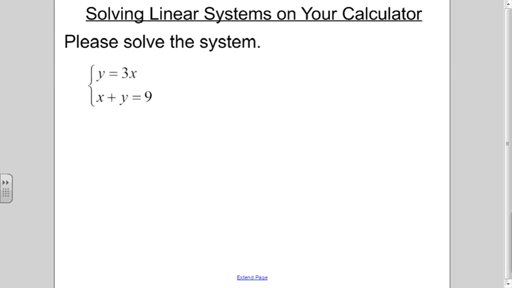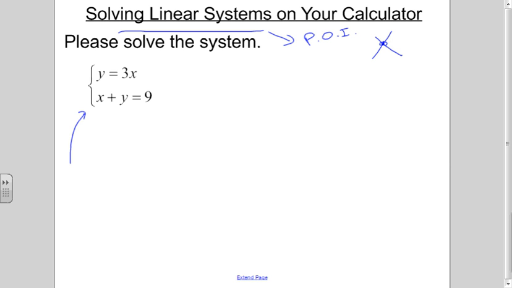Welcome to this video that is going to demonstrate how to solve linear systems on your calculator. A linear system is two or more equations of lines. Solving the linear system is finding the point of intersection, which is really just where they cross. And if they do not cross, then there's no solution to the linear system.